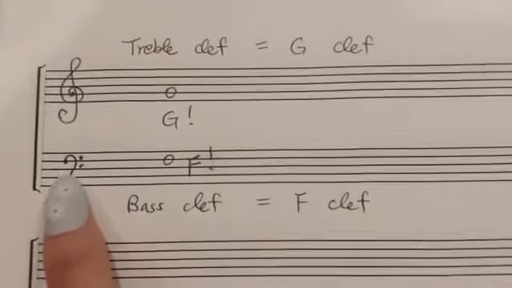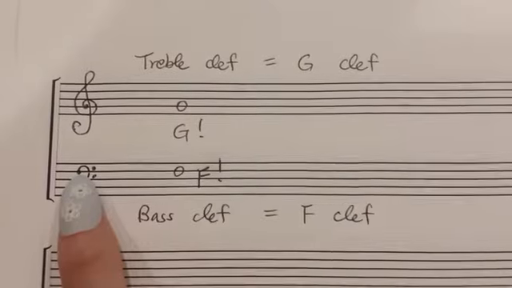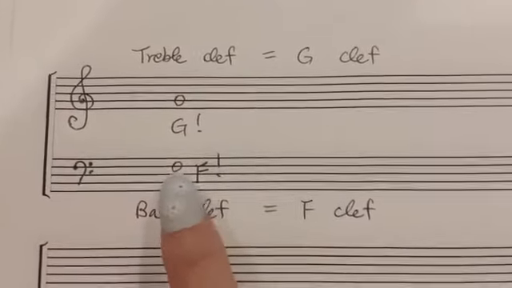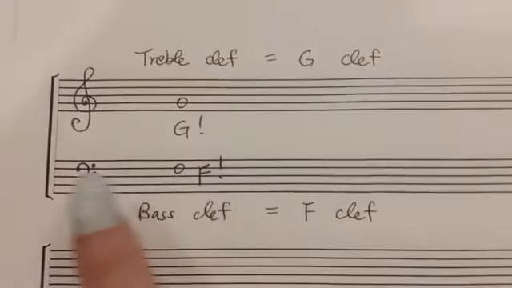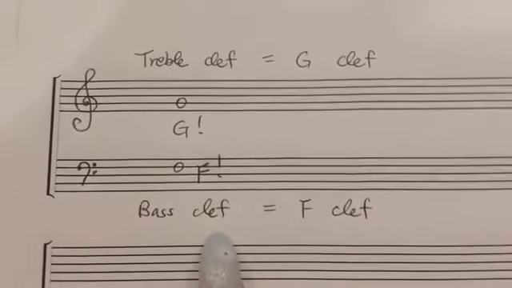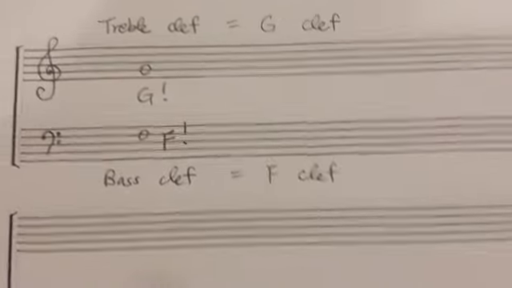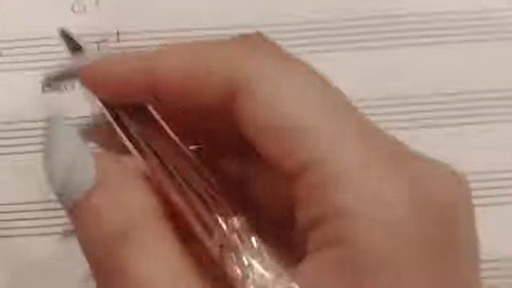On the opposite, bass clef, dot starts here. The second line from the top, that dot, and that's called F, the name of the note in the bass clef, that's called F. That's why bass clef is another word, F clef. Shall we see how to draw treble clef and bass clef?